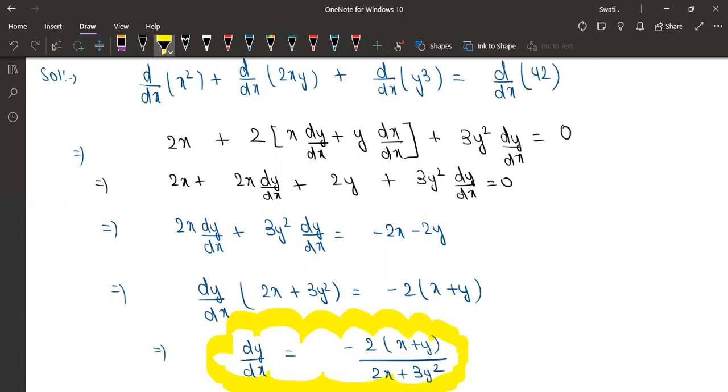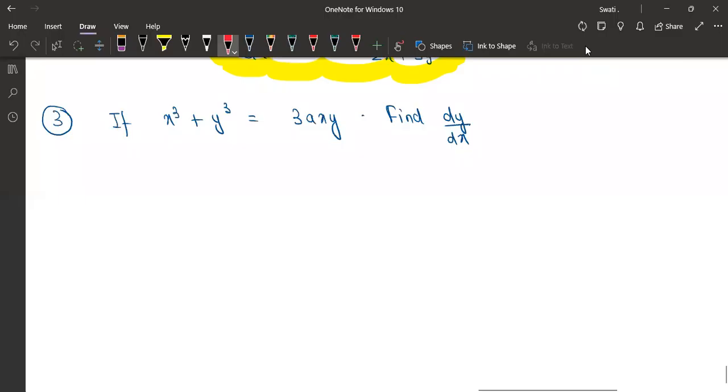Okay, so we are done with the second solution as well. Now let's move to the next question. So again, this is a very simple question. We will just do the same thing, differentiating both sides with respect to x.